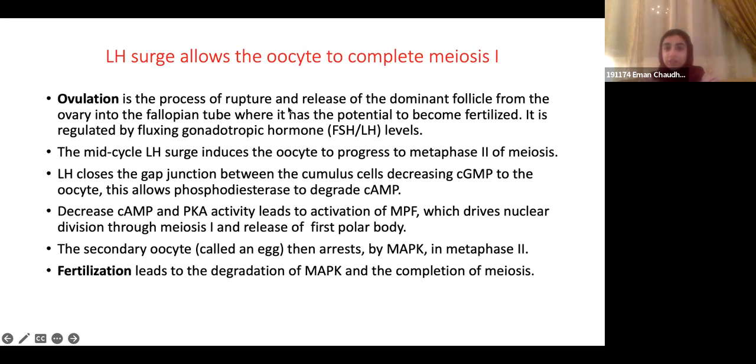So ovulation is the process of the rupture and release of the dominant follicle from the ovary into the fallopian tube, like we mentioned multiple times earlier. That is where it will maybe get fertilized if sperm is present. If sperm is not present, or not yet present, let's just say, that's why the corpus luteum develops once the follicle ruptures, because progesterone is being produced to preserve the endometrium, okay?